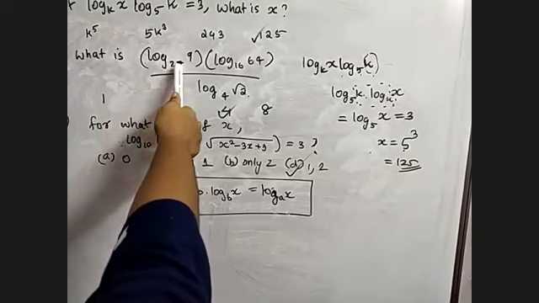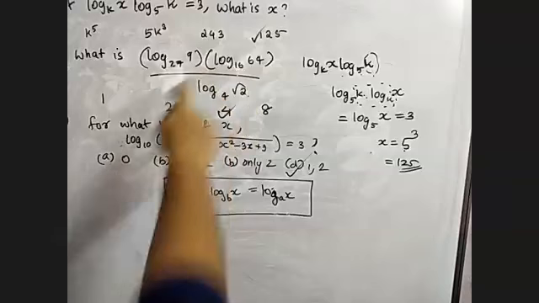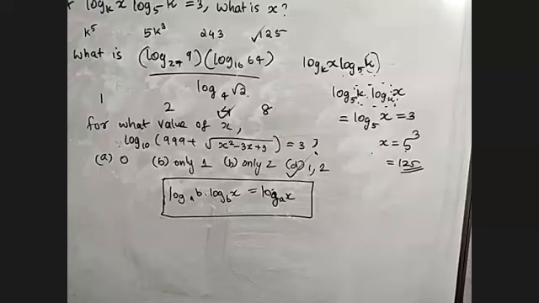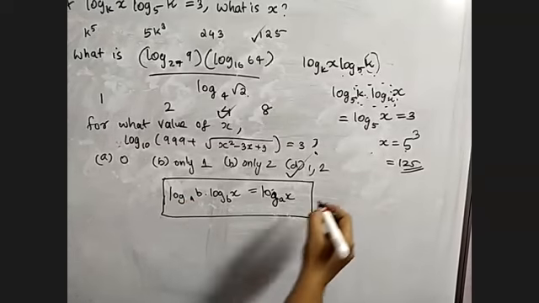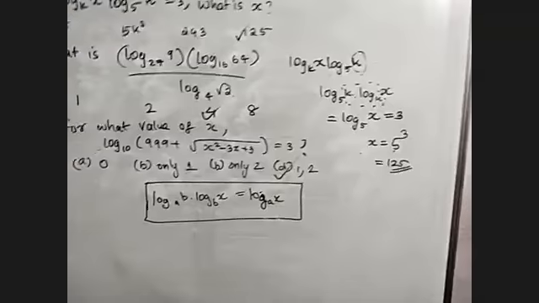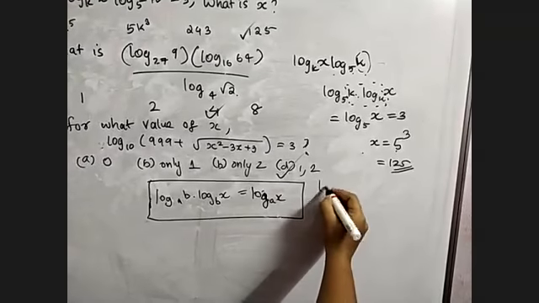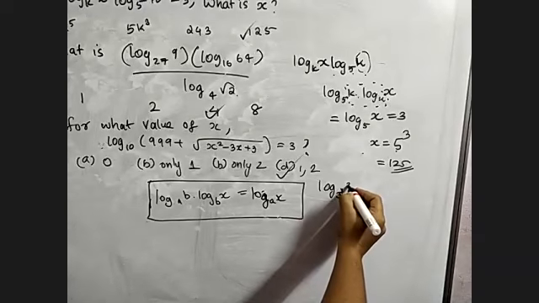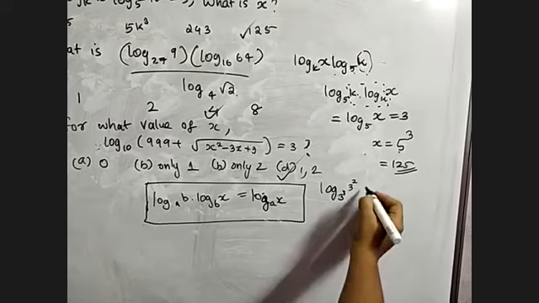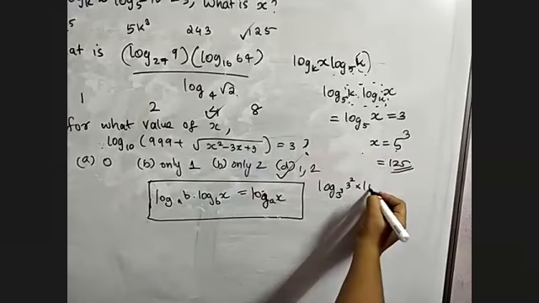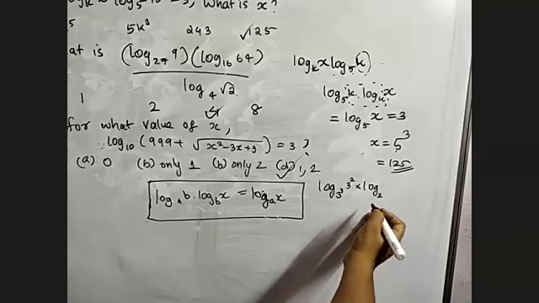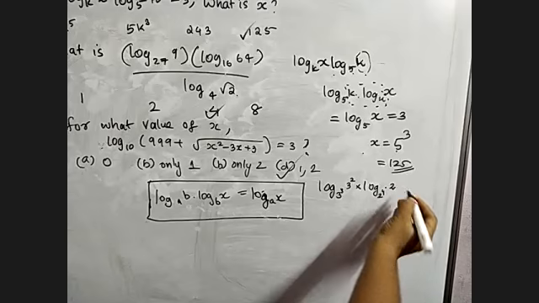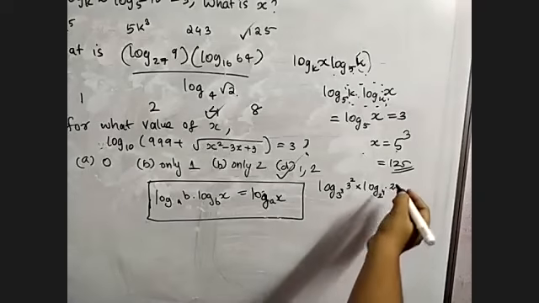See the next question. This can be made as power, no? This also can be made as power. This also can be made as power. So log 3 raised to 3. In here also 3, here 3 square, into here log 2 raised to 4, into this one is 2 raised to 6, right?